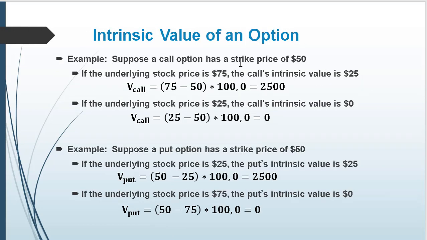So we have this call option has a strike price of $50. The underlying stock price is 75. Then we would say that its intrinsic value is $25. 75 minus 50, that's our 25 times 100, $2,500. If the price was $25, again, since this is negative, the value is 0. And likewise, we have the same analysis if you look at a put, where it's either value or 0.